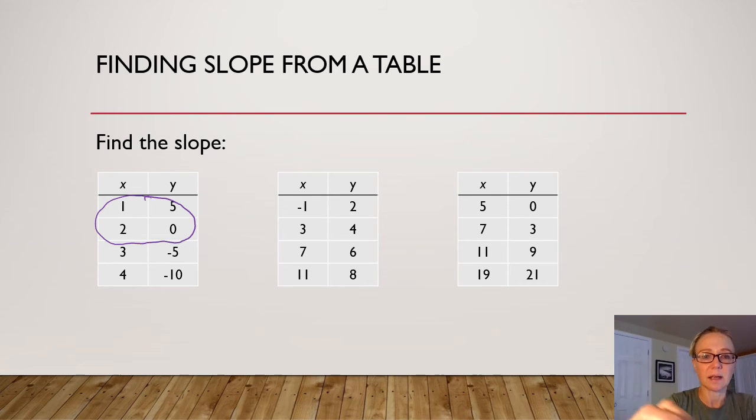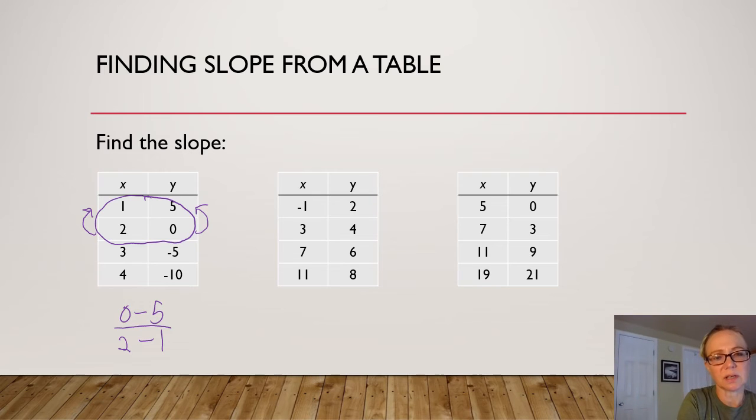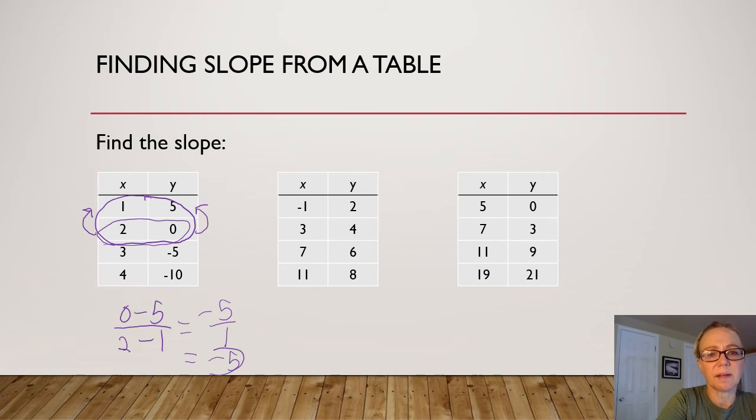I'm going to take the 0 and subtract the 5. Remember, you're doing delta y in the numerator. In the denominator, I'm going to do 2 minus 1. Notice that I started numerator and denominator with the second point. 0 minus 5 is negative 5. 2 minus 1 is positive 1. Negative 5 divided by 1 is negative 5, and that's the slope of the line represented by the first table.